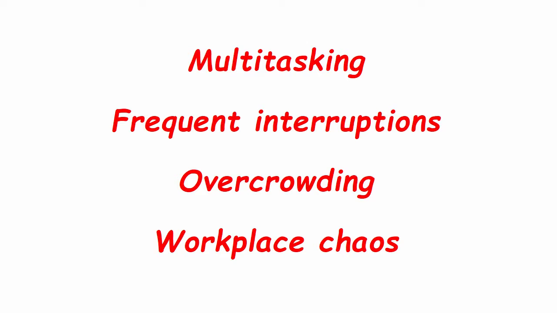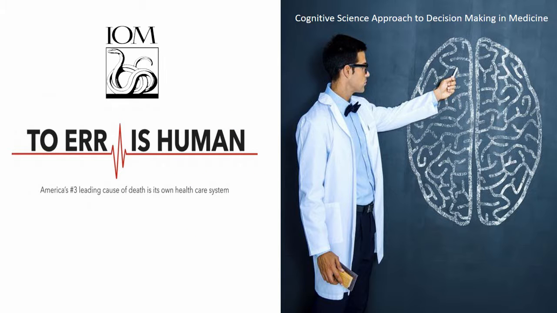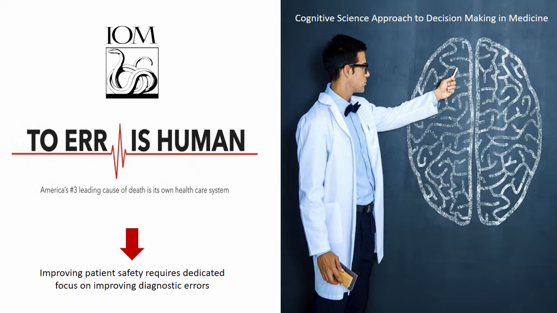So all of these things can lead us to many different kinds of cognitive biases that ultimately end up contributing to that failure rate that we just talked about. Obviously, addressing this is an important patient safety issue, and so the two things that lead into how we get to cognitive debiasing include the patient safety movement. Improving patient safety requires dedicated focus on improving diagnostic errors. But to improve diagnostic errors requires that we have an understanding of how doctors think and how they make the decisions they make.